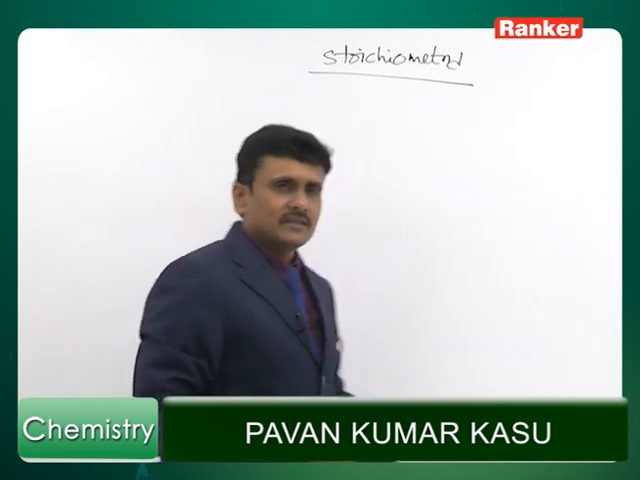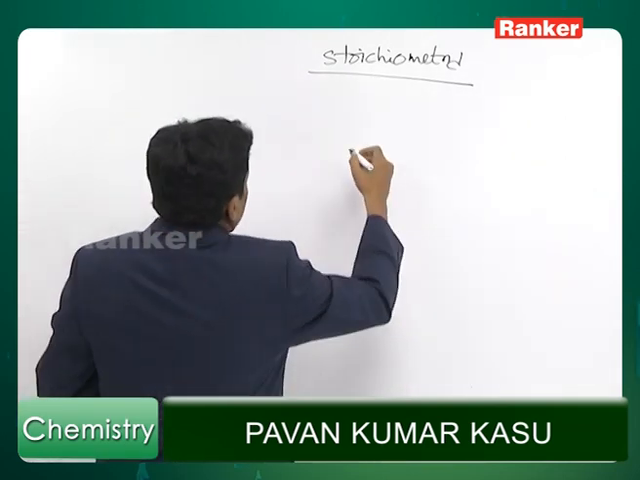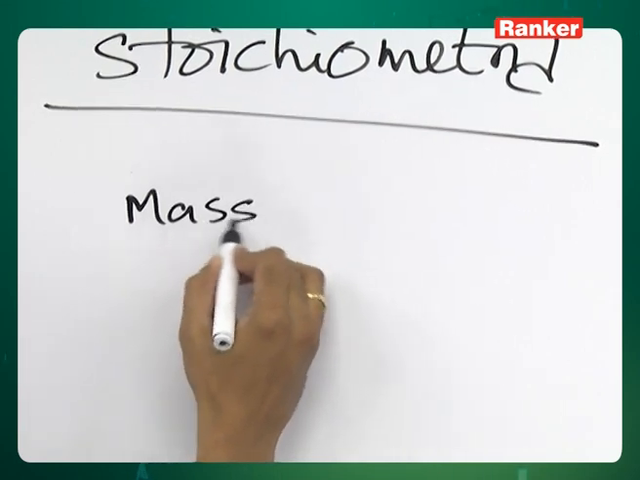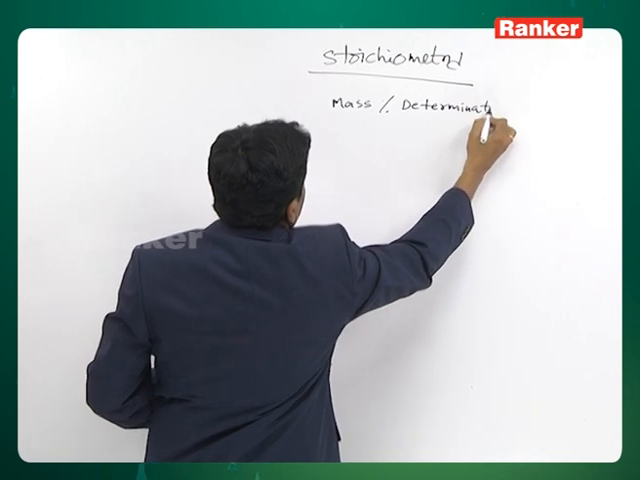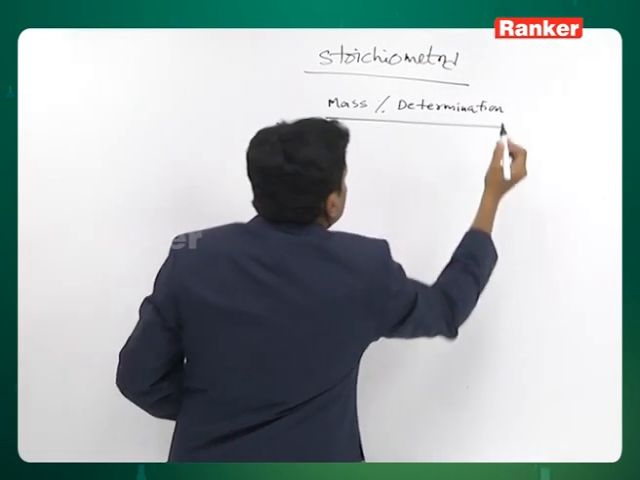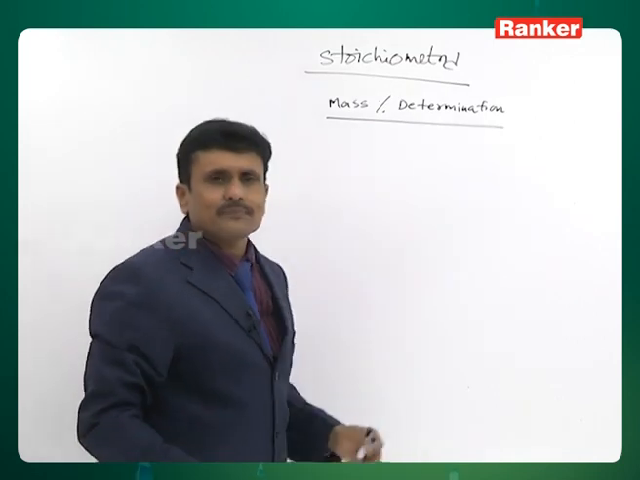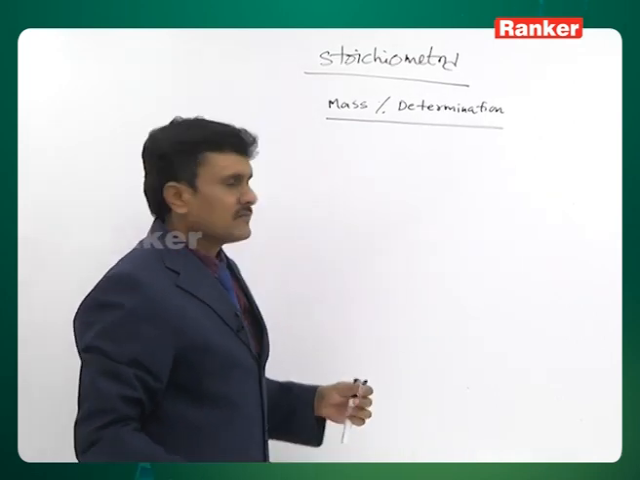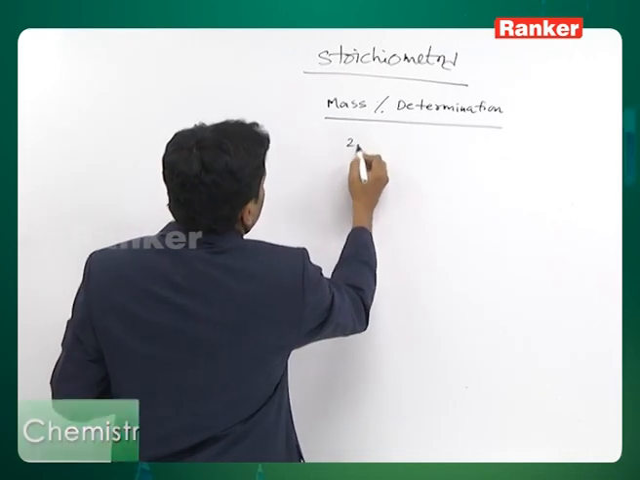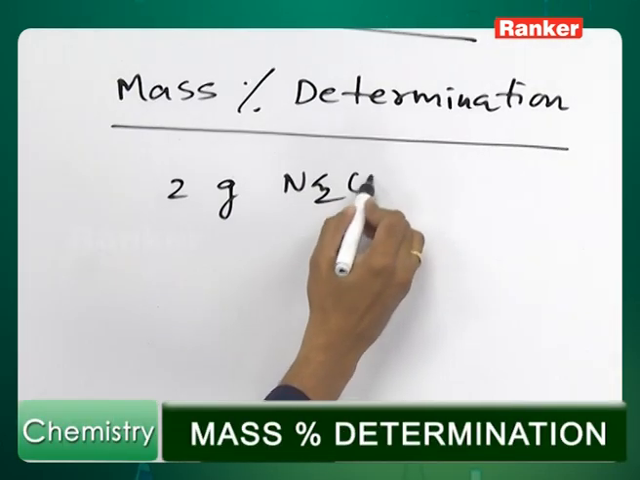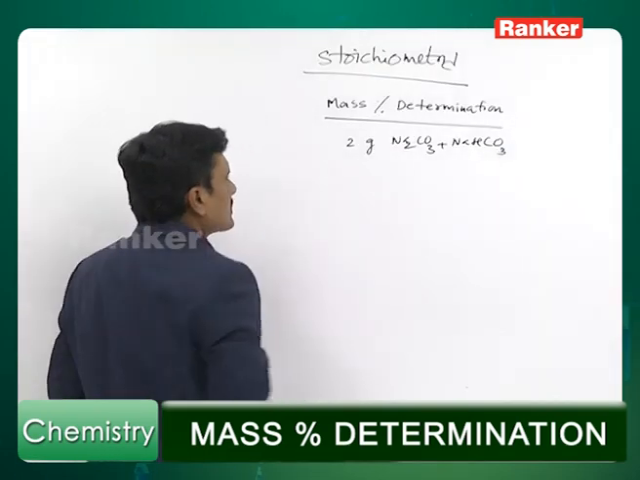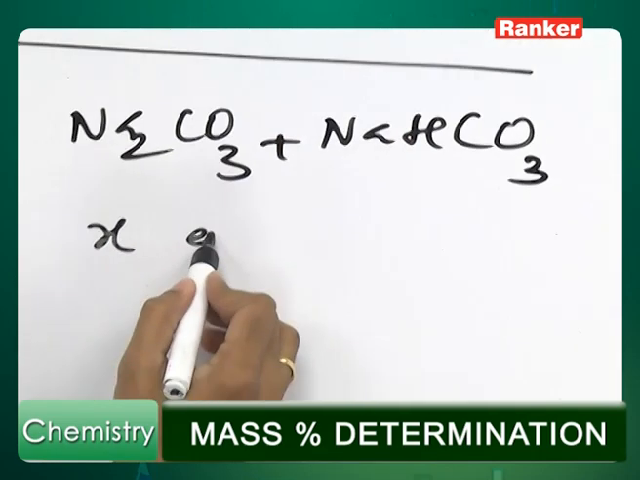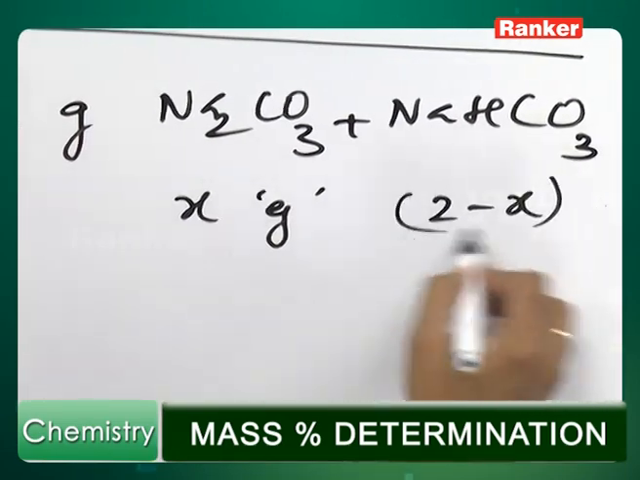After learning the limiting reagent concept, let's go into the next topic, which is mass percentage determination. This is also a part of mass relationships, where, for a mixture comprising sodium bicarbonate and carbonate, total measuring 2 grams, if one is weighing x gram, the other is obviously 2 minus x gram.